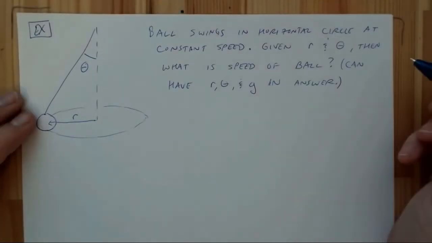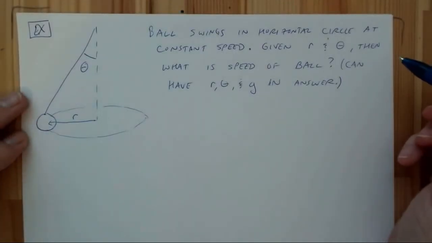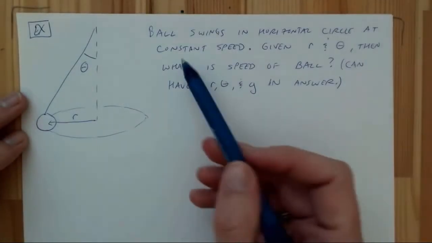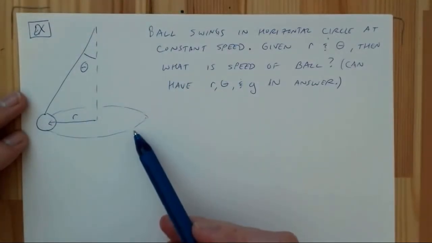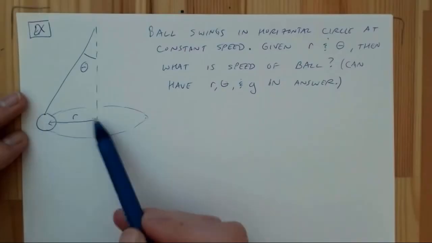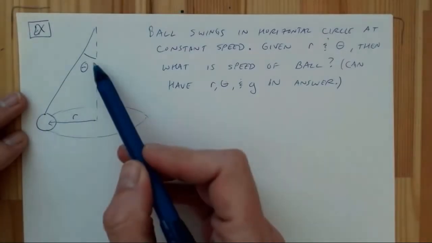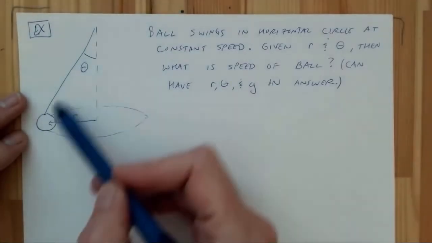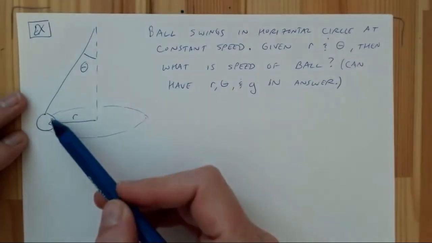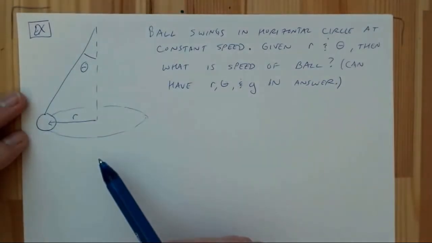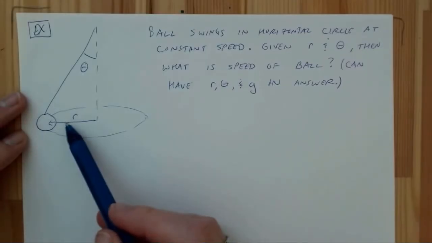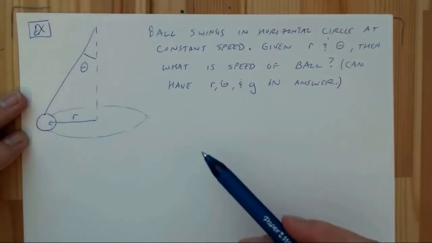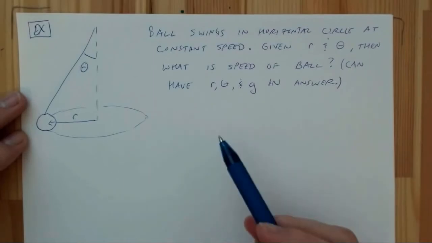All right, in our last example for circular motion, we're going to use the example of a ball that's swinging in a horizontal circle at a constant speed. And you're given the radius that it makes, along with the angle theta that the rope makes with the vertical axis. The question is, what's the speed of the ball in terms of r, theta, and g, the acceleration due to gravity?